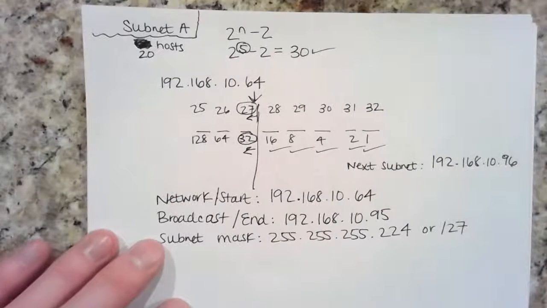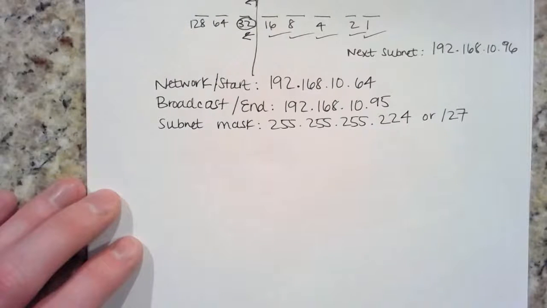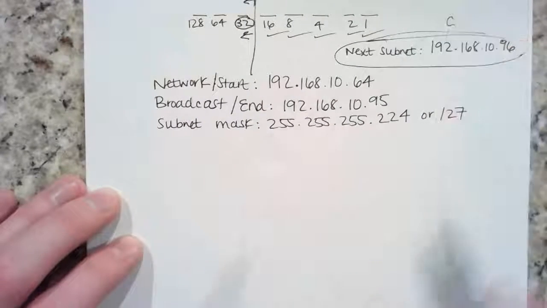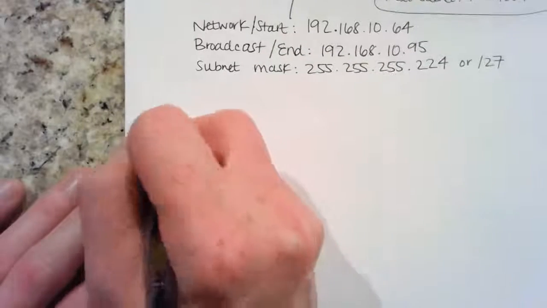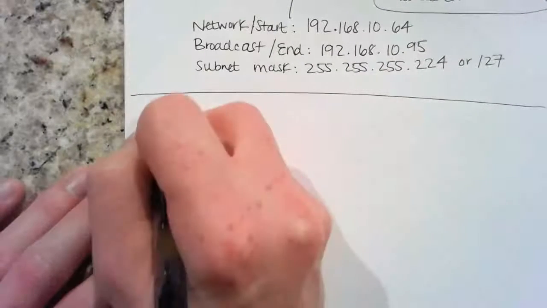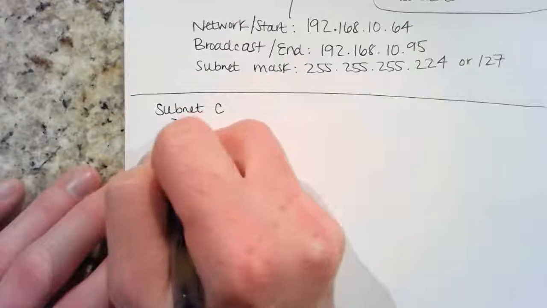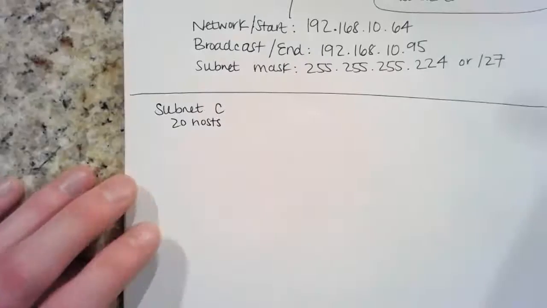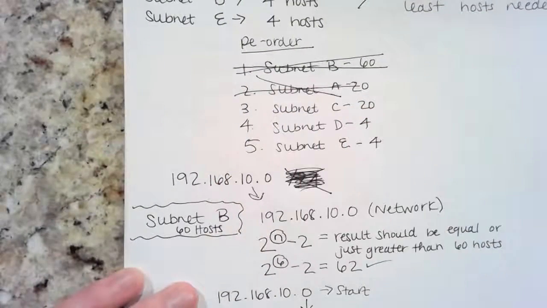So now we're going to go to subnet C. And the start of our next subnet is going to be right here for C. Okay, so we're going to do subnet C. It needed 20 hosts. Okay, so we are now done with that one, and we're going to C.